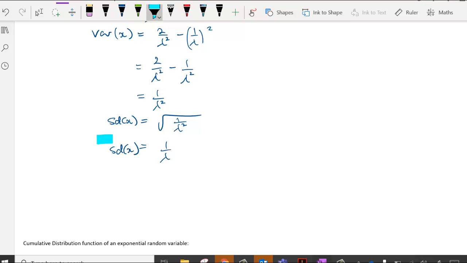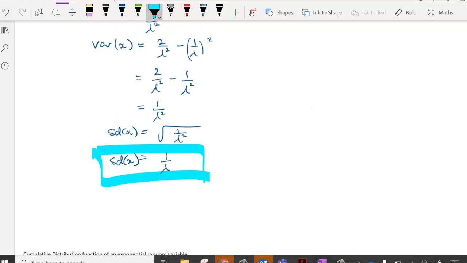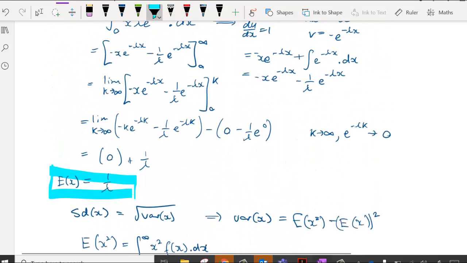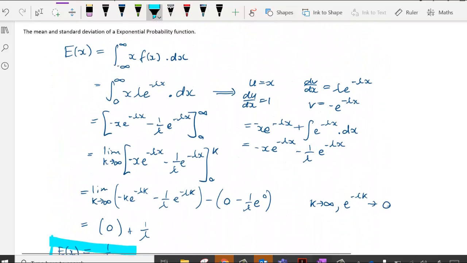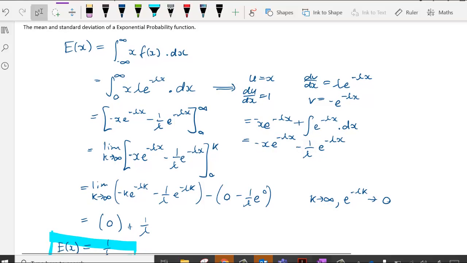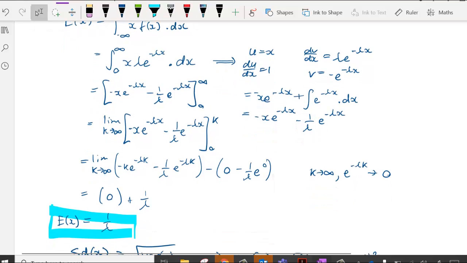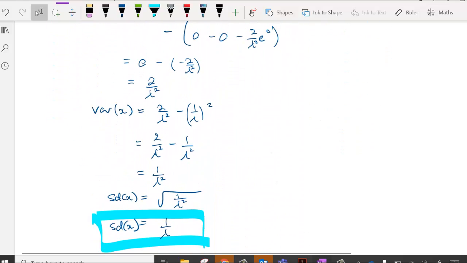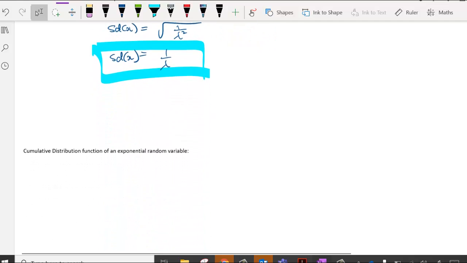So again, whether or not you need to know this proof is yet to be determined, but it's pretty easy to work out. Now obviously the integral here and the application is a bit harder, but we can see that we've shown that in all cases with this exponential probability function, the mean is 1 on lambda and the standard deviation is 1 on lambda. And so that sets it up and makes it quite easy to interpret.